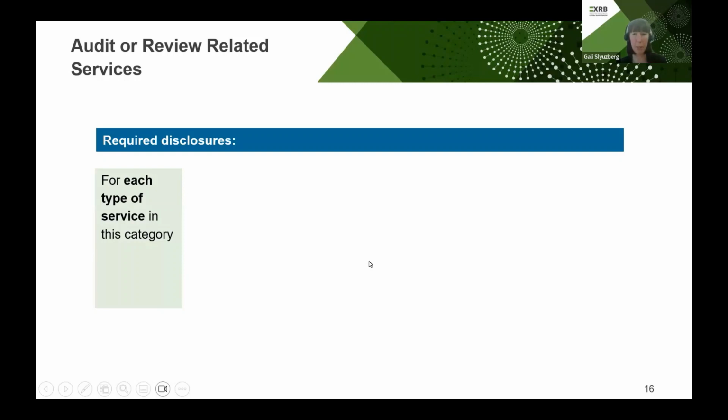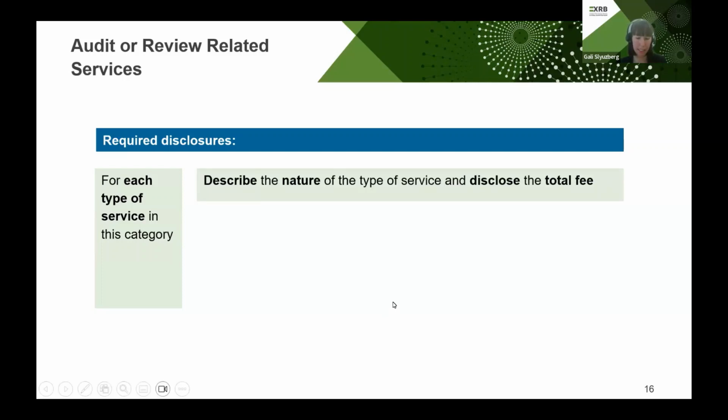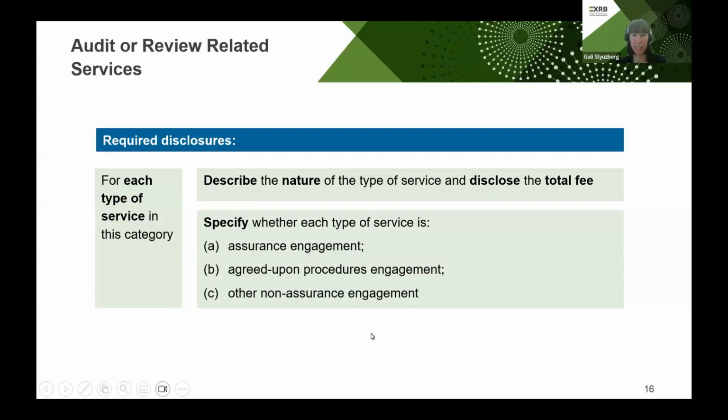So for each type of service classified as audit or review related services, you would need to disclose the nature of the type of service and the total fee for that type of service. And you'd also need to specify for each type of service whether it is an assurance engagement, an agreed upon procedures engagement, or another type of non-assurance engagement.